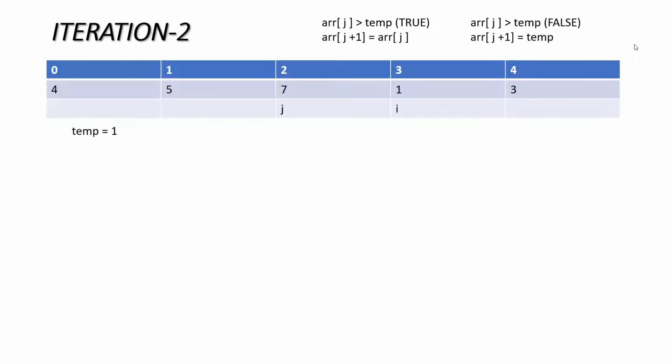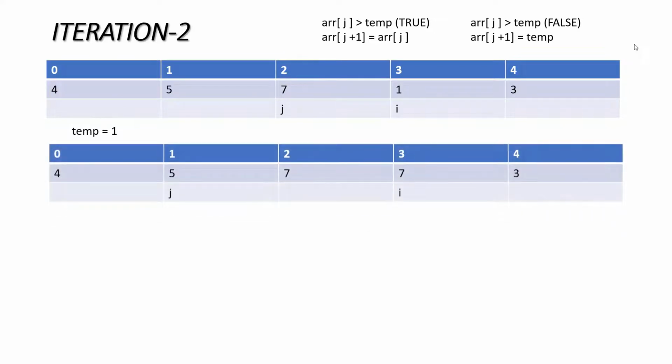Again I have to initialize j with i minus 1 and check the same conditions: whether the element in j index is greater than temp or not, and whether j is greater than or equal to 0. Now here the temp is equal to 1 and the element in j index is 7. Here 7 is greater than 1, that means the condition is true. Then what I have to do? I have to insert the element in second index to the third index.